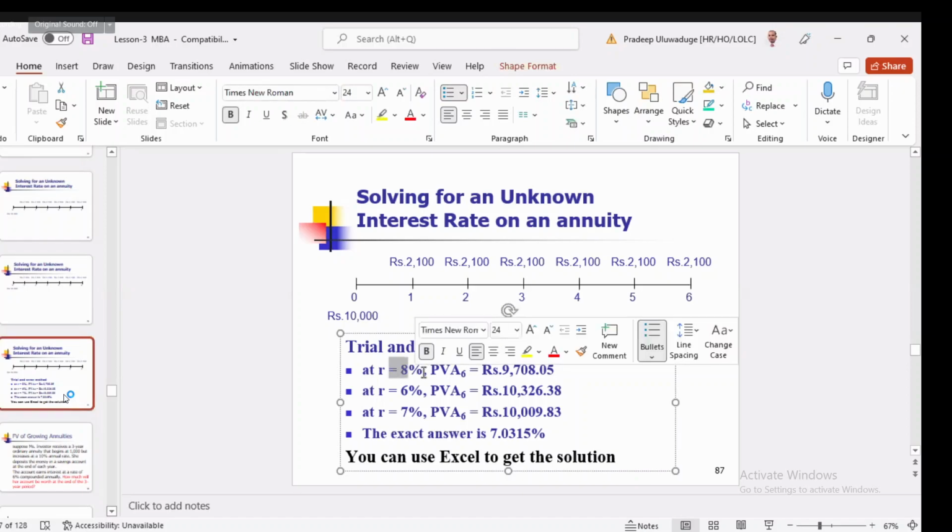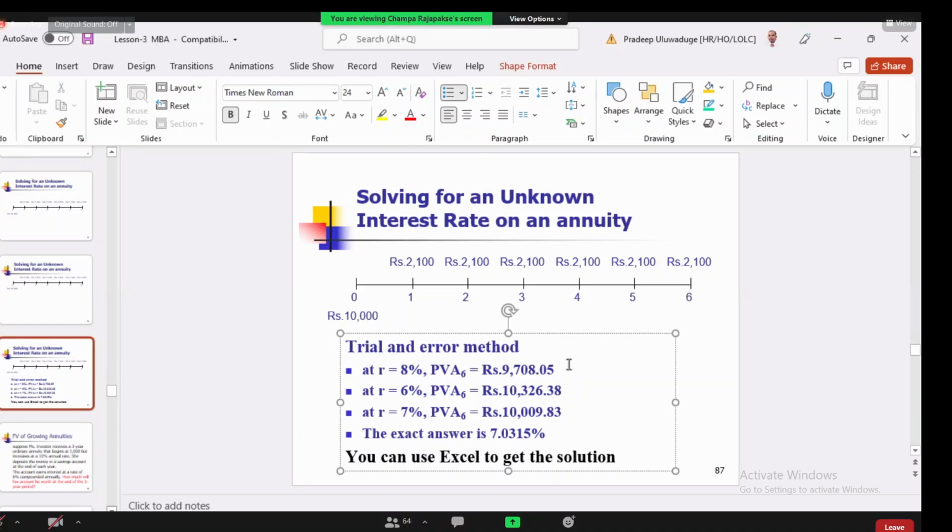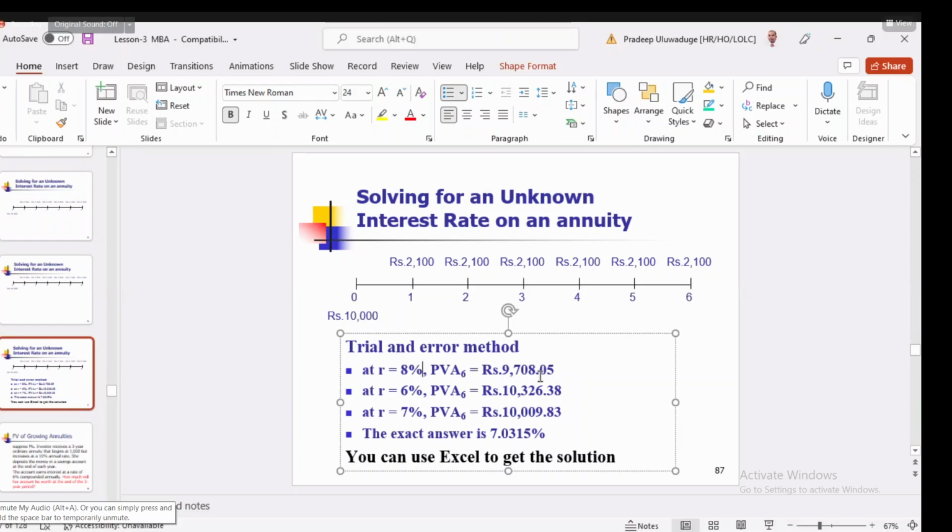So when you put r equals 8, the present value is 9,708 and 5 cents, right? So it has to be 10,000. So 9,708 means the interest rate has to be reduced because we are discounting. In discounting, the higher the interest rate, the lower the present value, right? So going by that principle, to get something near 10,000, we have to reduce the interest rate.